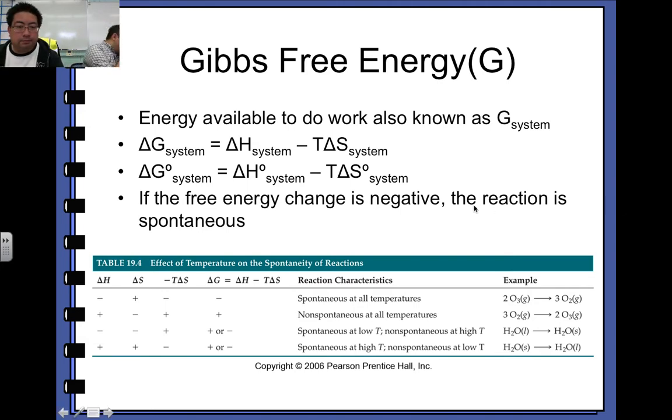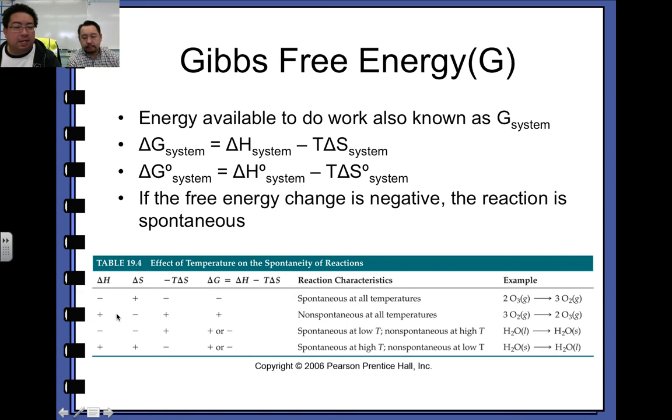So we can look at different kinds of conditions for delta H, delta S, and for T delta S, and determine whether or not something is going to be spontaneous or not spontaneous. What we find is that if we have a negative delta H and a positive delta S, delta G is always going to be negative. So under these circumstances, it'll always be spontaneous.